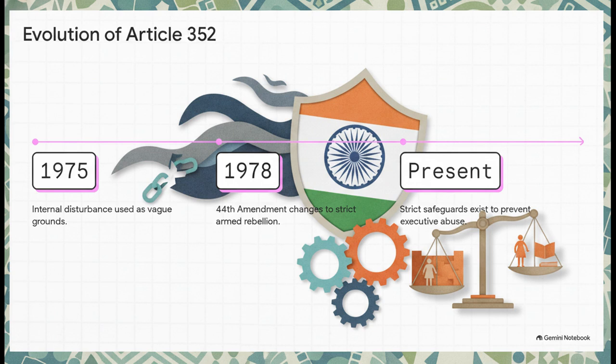Back in 1975, the grounds for declaring an emergency relied on a pretty vague term, internal disturbance. But fast forward to 1978, and the 44th Amendment historically shifted that standard to something way stricter, armed rebellion. This wasn't an accident. It was a very calculated move to check executive overreach and make sure that immense power couldn't just be abused on a whim.